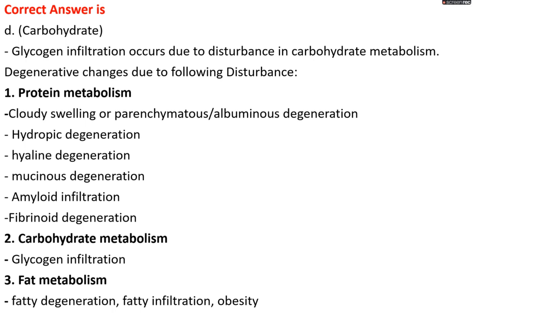Let's see some degenerative changes due to the following disturbances. For example, a disturbance of protein metabolism leads to degenerative changes like cloudy swelling or parenchymatous or albuminous degeneration, hydropic degeneration, hyaline degeneration, mucinous degeneration, amyloid infiltration, and fibrinoid degeneration. While a defect in carbohydrate metabolism leads to glycogen infiltration. In case of fat, when fat metabolism gets disturbed, then fatty degeneration, fatty infiltration, and obesity will occur.